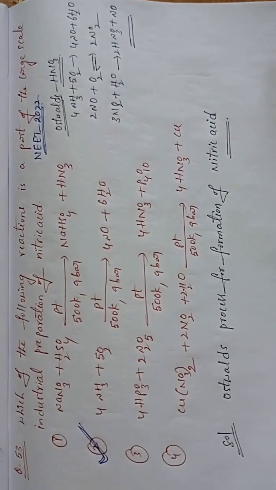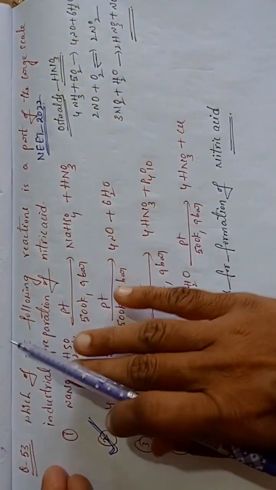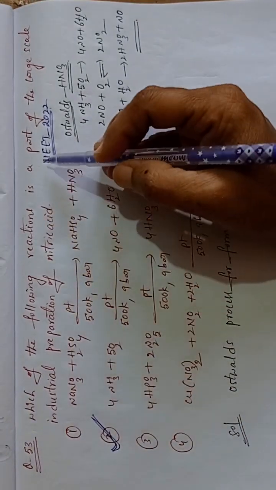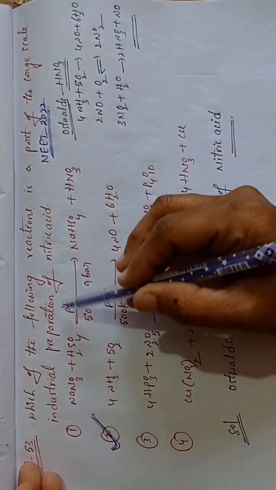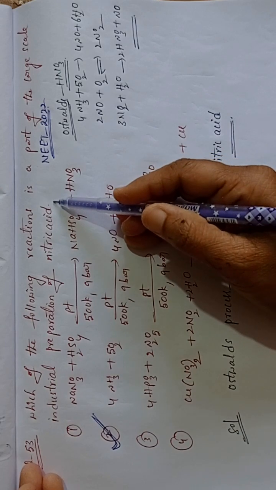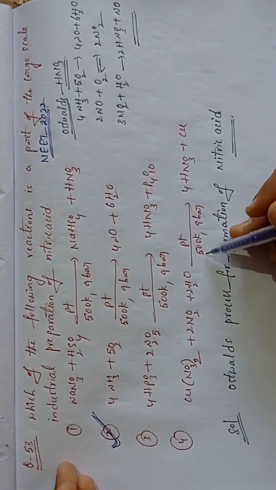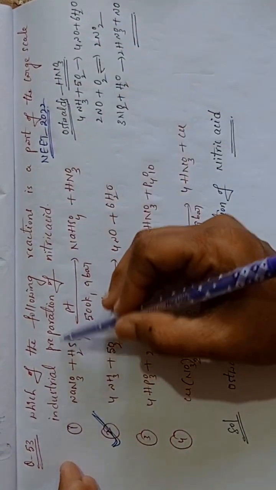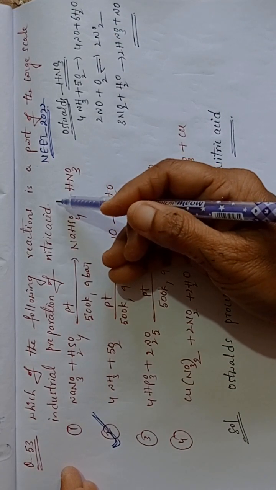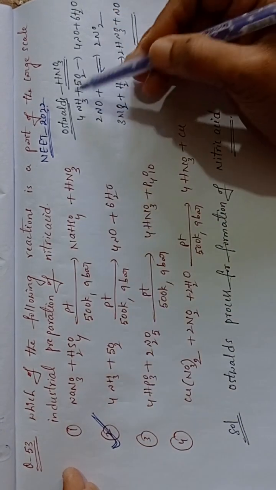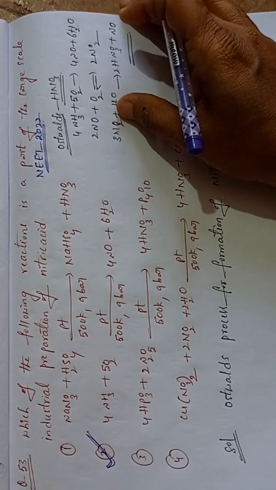Next, 53rd question, students. See here. Which of the following reactions is a part of the large scale industrial preparation of nitric acid? Here four options are given, students. Large scale industrial preparation of nitric acid. Which method? Ostwald's method. Now, we know that in Ostwald's method these three reactions take place.